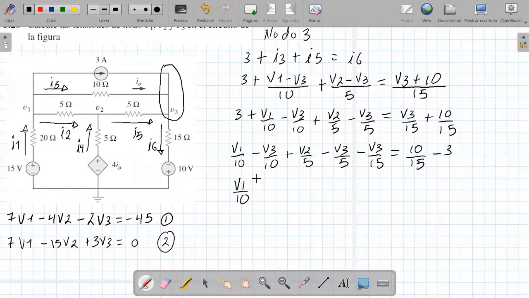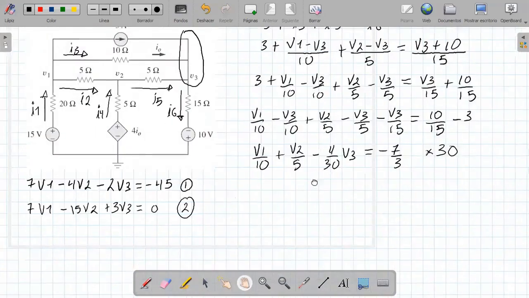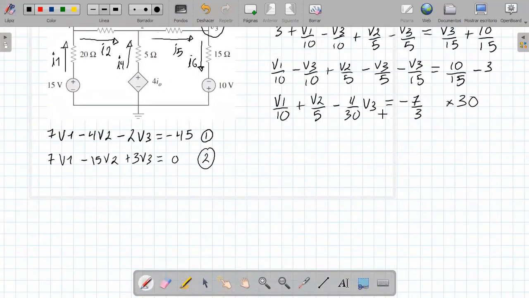Now I apply algebra. I operate everything that has V1. I will have V1 over 10. It's just this plus V2 over 5, minus 11 over 30 V3 is equal to minus 7 thirds, multiplied by 30. Here it would be 3 V1 plus 6 V2 minus 11 V3 equals minus 70. So, our third equation.